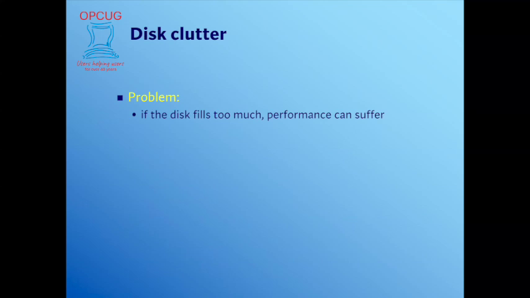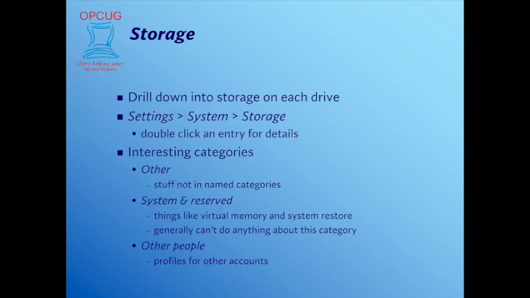Let's talk about disk clutter. So the problem is if the disk fills up too much, performance can suffer. And the solution is to get rid of that clutter. So there is a couple of tools that are built into Windows. So storage, you can go in, you can drill down on the storage on each of your drives, and you go to settings, system storage, and there will be a number of entries, and you can double click the entry and get details on what is the volume of files, or what are the exact files that are in that particular category, and you can decide how you want to deal with those files.